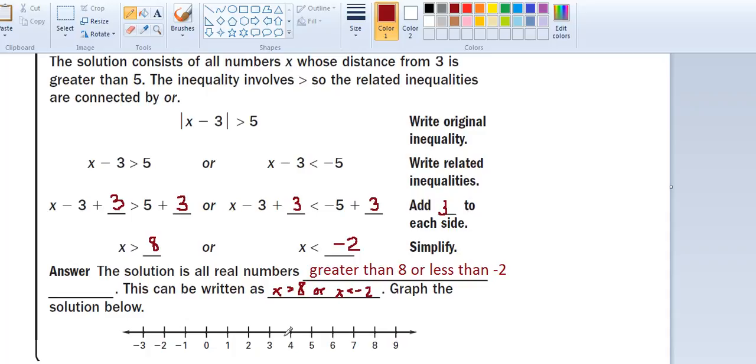Go ahead and plot that on the number line. You should have an open circle on the 8 and everything shaded this way. And then you should have an open circle on the -2 and everything shaded this way. That's pretty consistent with the or statements that we were doing in the previous lesson. Actually, lesson 6.5.